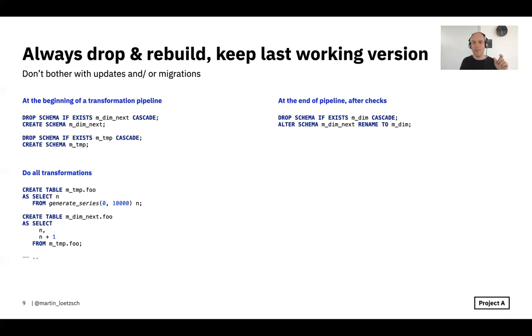You drop the mdim schema. The mdim is the schema that holds the tables for marketing, which is then used in reporting, machine learning, and also subsequent pipelines. And then you rename the next schema to mdim. So basically, you always build the next version of a schema, while people still see the last version of the mdim schema.